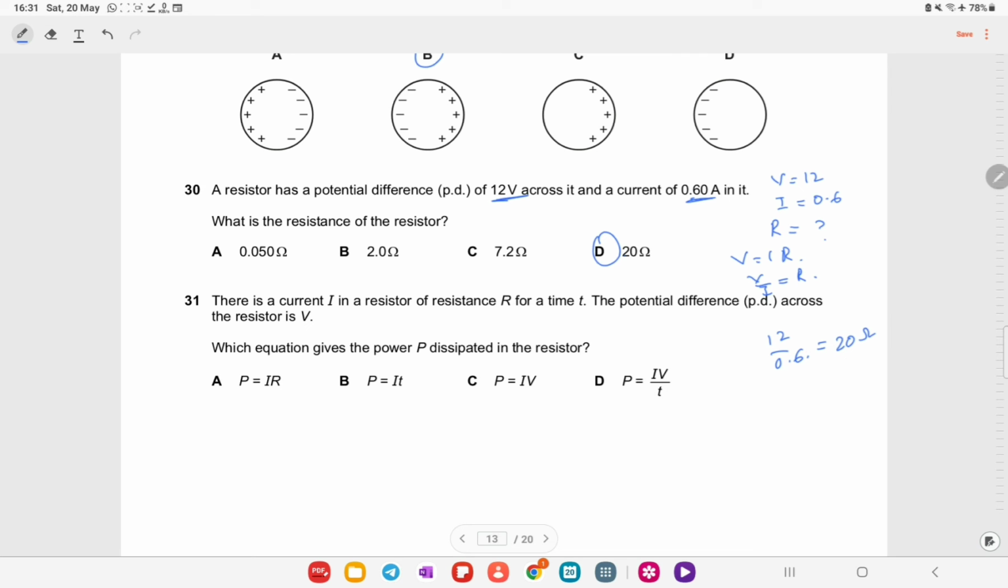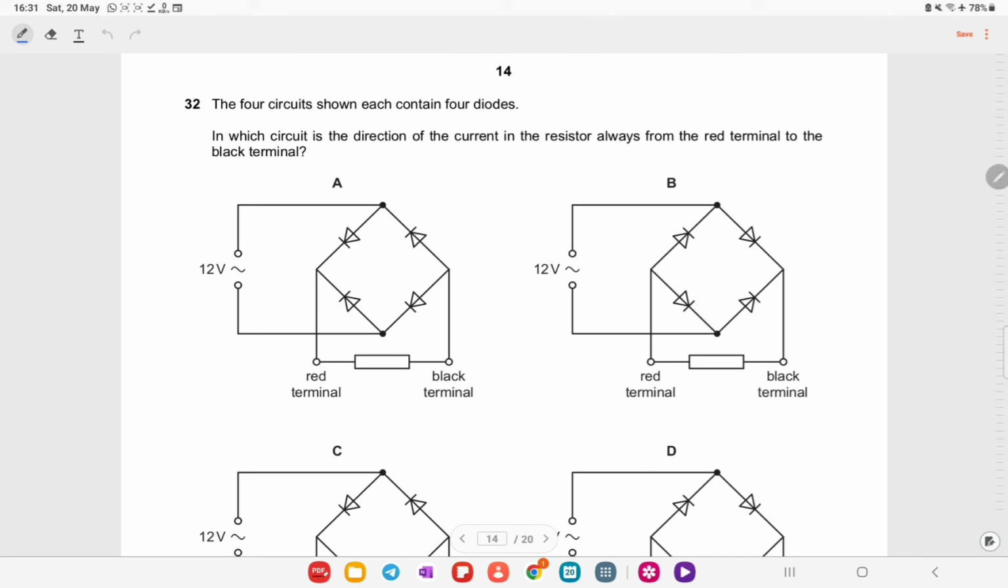There is a current I in a resistor of resistance R for a time t, and the potential difference across the resistor is V. Which equation gives the power P dissipated in the resistor? So we are given this and this. For this we are going to find the power formula, and it is going to be given by this equation.